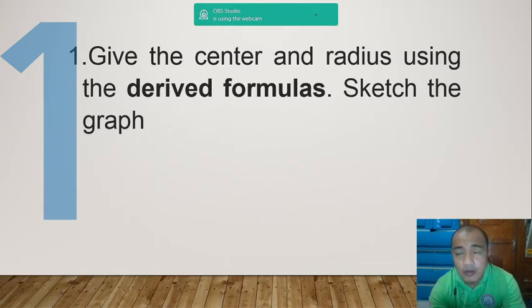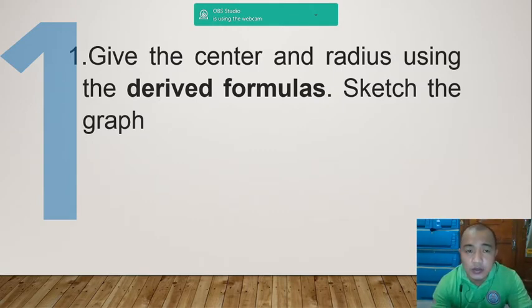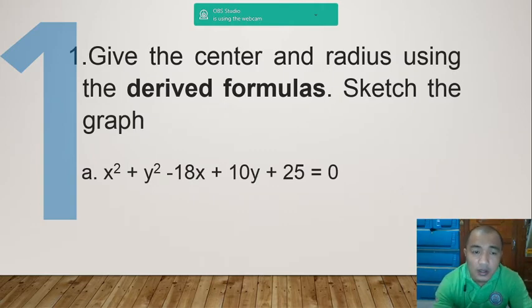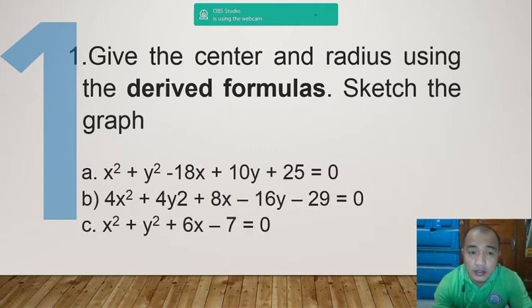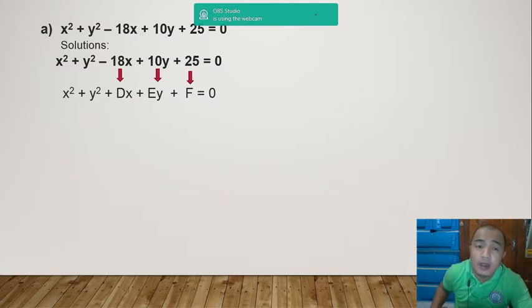So let us now have our examples applying the general form of the equation of circle and applying the formulas and finding the center and radius. So number one, give the center and radius using the derived formulas. Sketch the graph. So we have here letter A, B, and C. Okay. So let's start with letter A. X squared plus y squared minus 18x plus 10y plus 25 equals 0. First step, we need to identify the value of d, e, and f. So you can see here, d is negative 18, e is 10, and f equals 25, right?